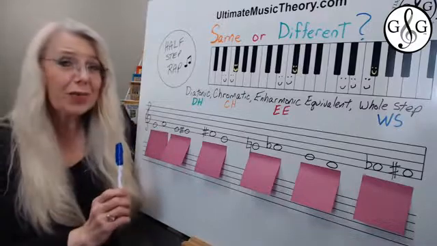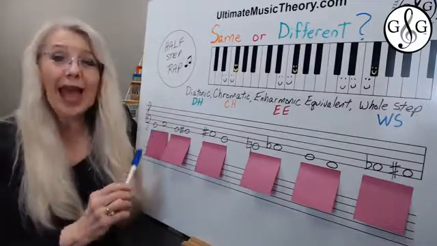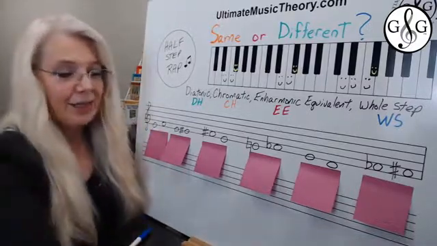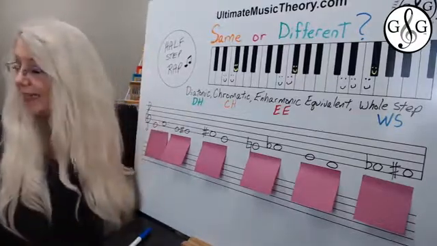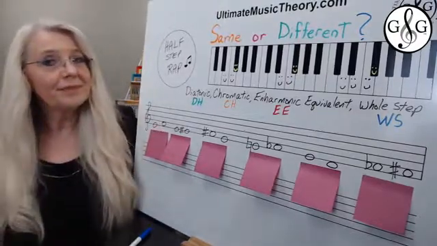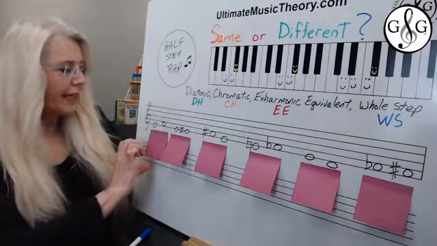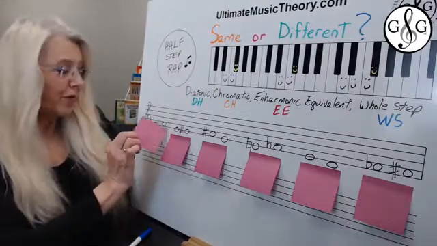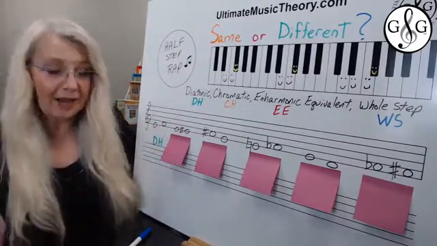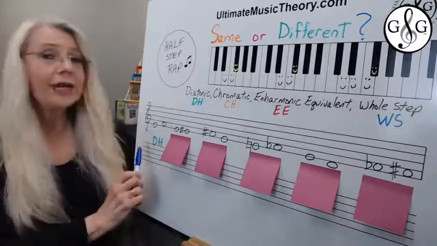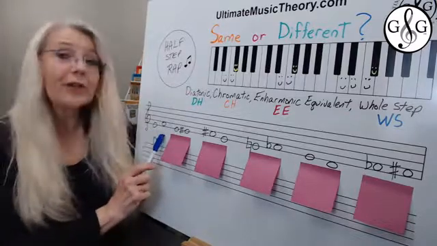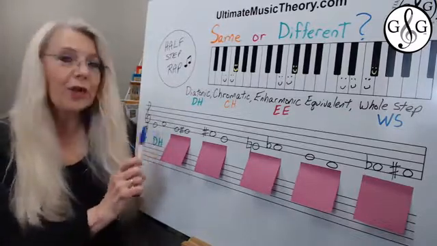So the first one we're going to look at is E to F. Let's take a look. When we have E to F, perhaps you can hear it, but let's take a look. Ready for the big reveal? Diatonic half step. A diatonic half step means that they have different letter names. Let's check out the next one.